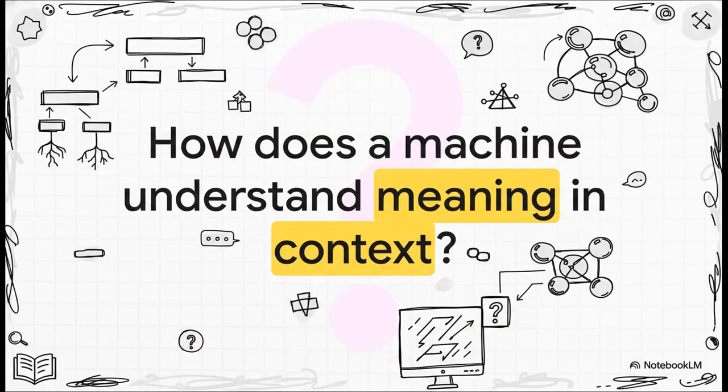So, we've done it. We've successfully cleaned and organized our words. The machine can count them, it can see their root forms, but this leads us to the next really fascinating challenge. The words themselves are clean, but how on earth does a machine understand what they actually mean when they're sitting next to each other in a sentence? Now that is a topic for our next explainer.